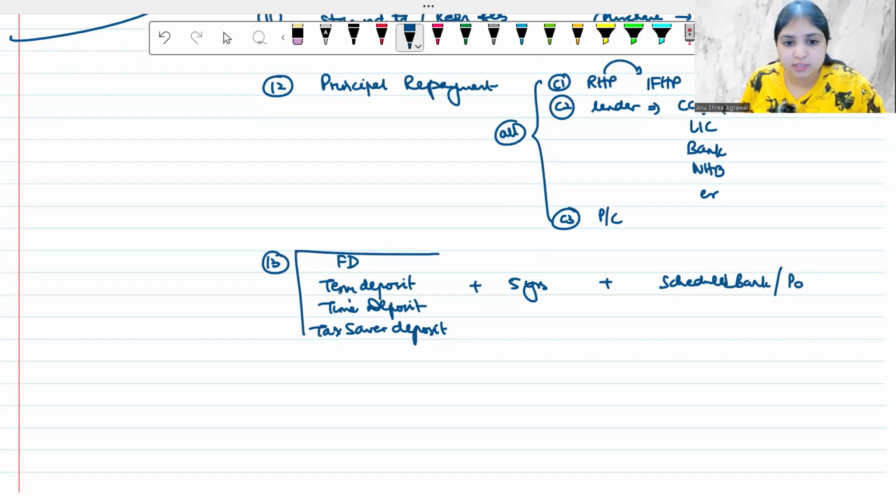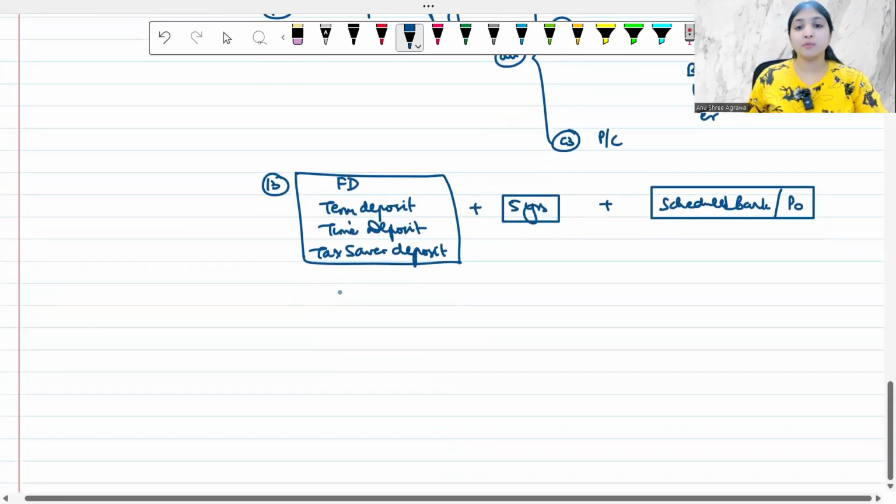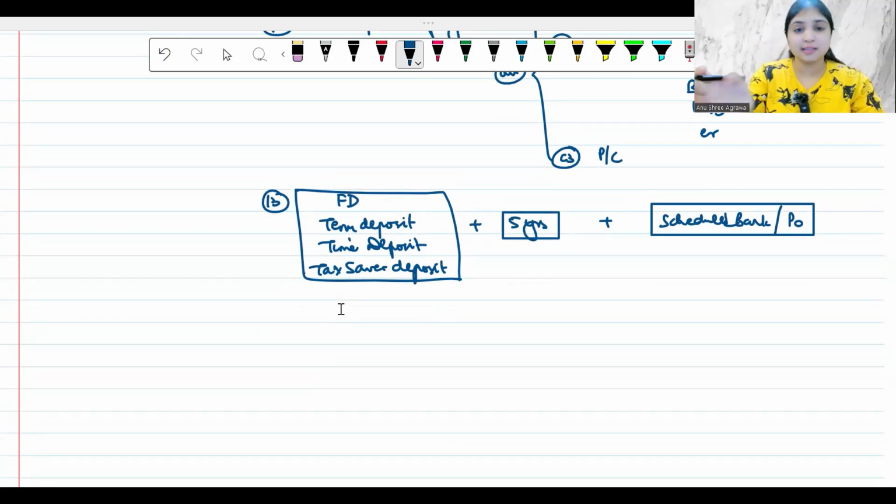So 3 conditions. It has to be an FD. The FD has to be for how many years, guys? The FD has to be for at least 5 years. And where is this FD being made? In a scheduled bank or in a post office. If all these conditions are fulfilled, whatever amount is being deposited in the FD, assessee will enjoy section 80C deduction.